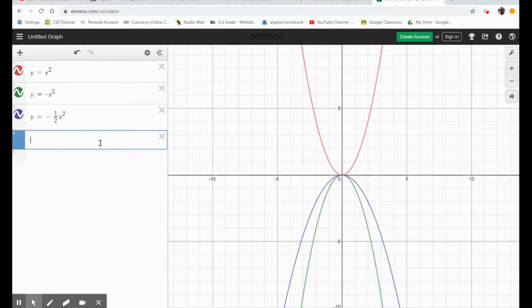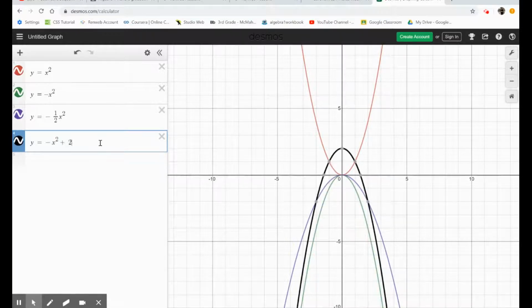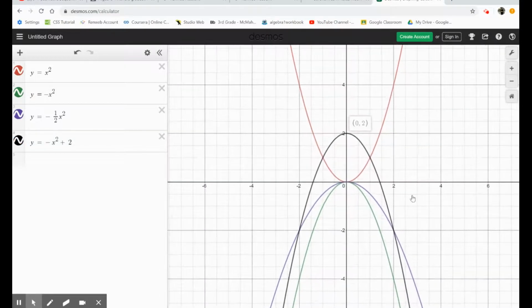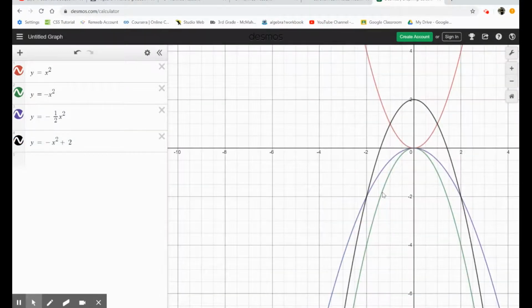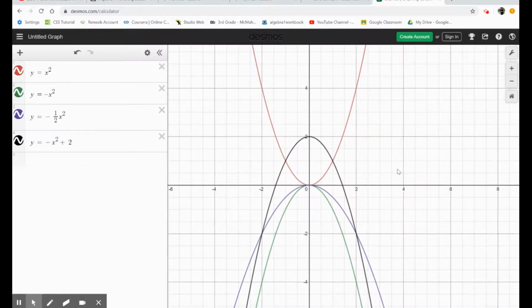And we can move the graphs up and down as well. What if I did y equals negative x squared plus 2? As you can see this graph here now, let me zoom in. The green graph right here was y equals negative x squared, and the graph in black is y equals negative x squared plus 2. It's shifted up 2 units. So now let's look at the assignment.